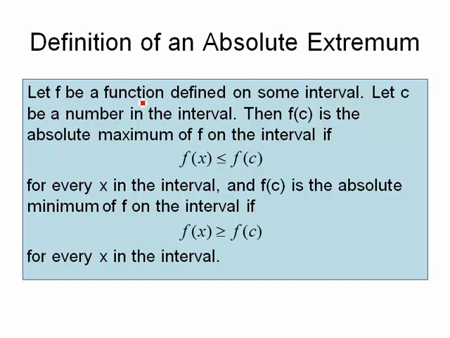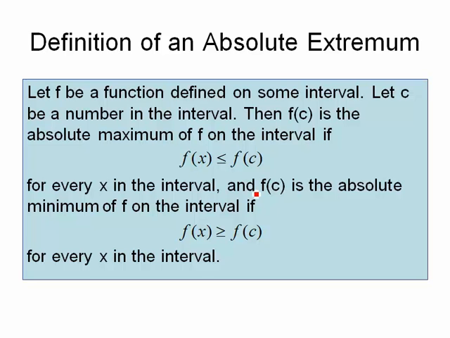Let f be a function defined on some interval, and let c be a number in that interval. Then f of c is the absolute maximum of f on the interval if every point in that interval, when you put it into the function and get f of x, is less than or equal to the y value at that point c. So this says that the y value at c is bigger than any other y value in the interval.